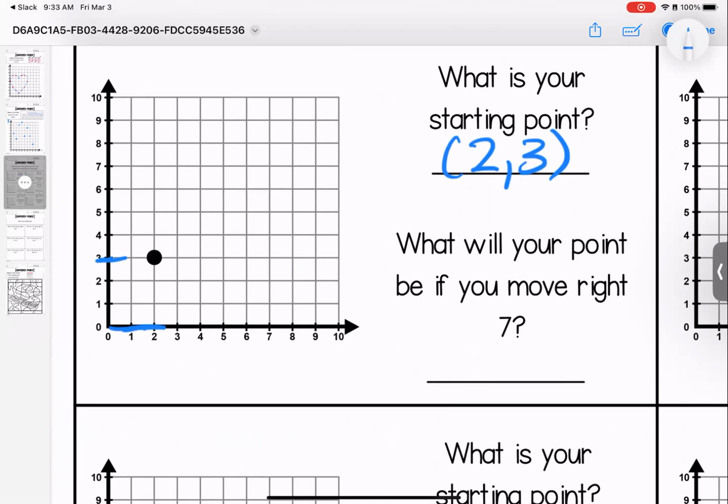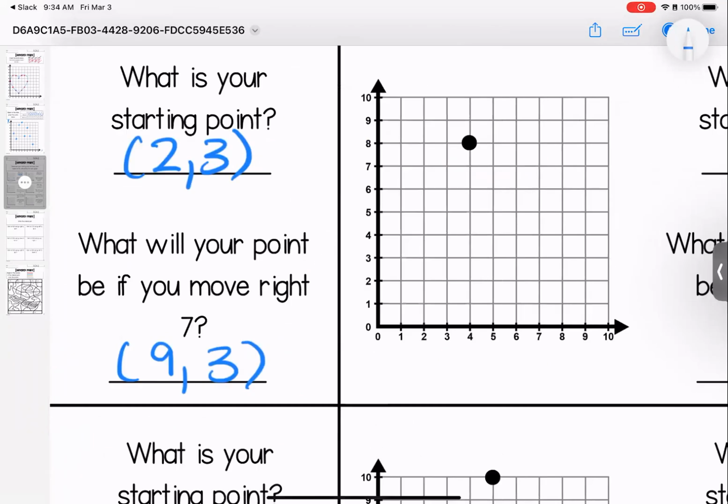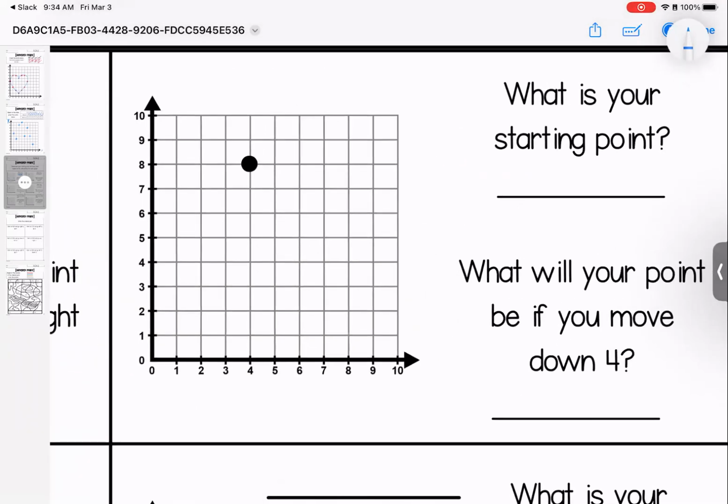What will your point be if you move right 7? If I'm at the 2 and I move to the right 7, my point is going to be here. I'm still going to be at the 3 in height, but I'm going to be over 9, up 3. For this one, what is my starting point? I'm at the 4 and the 8, so over 4, up 8.